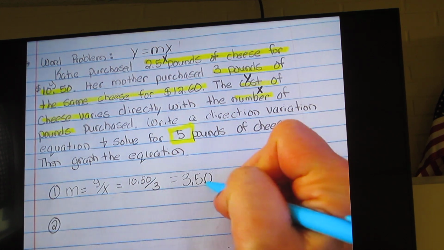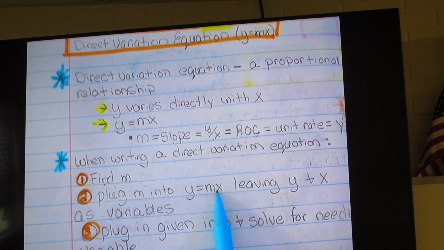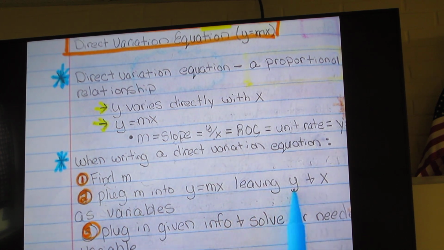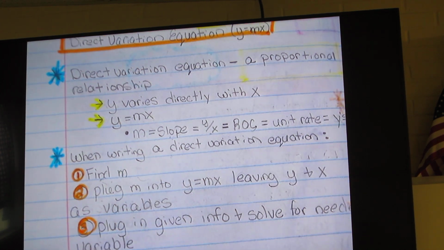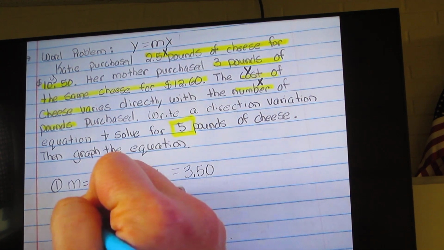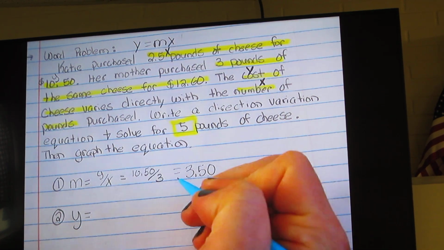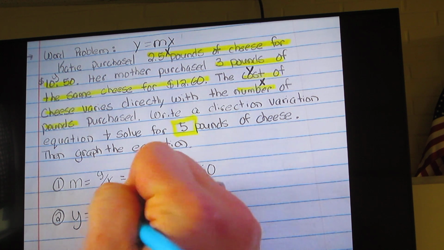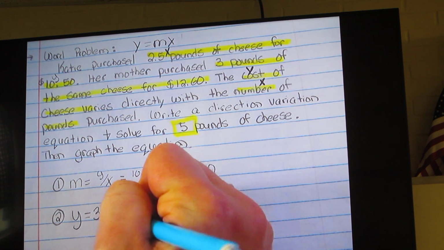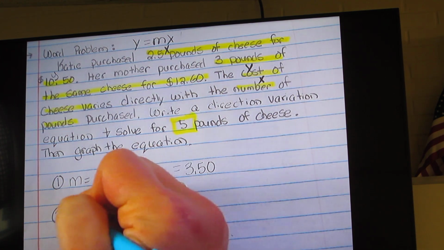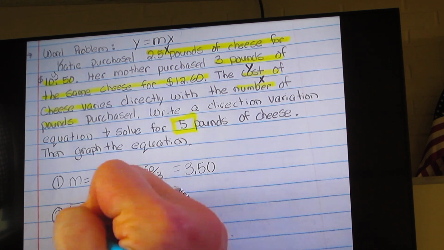Now, I take that second step and I plug m into y equals mx, but leaving y and x as variables. This is just going to give me my general equation so that I can solve this for any amount of pounds of cheese. And that's part of your answer, so we box that in.